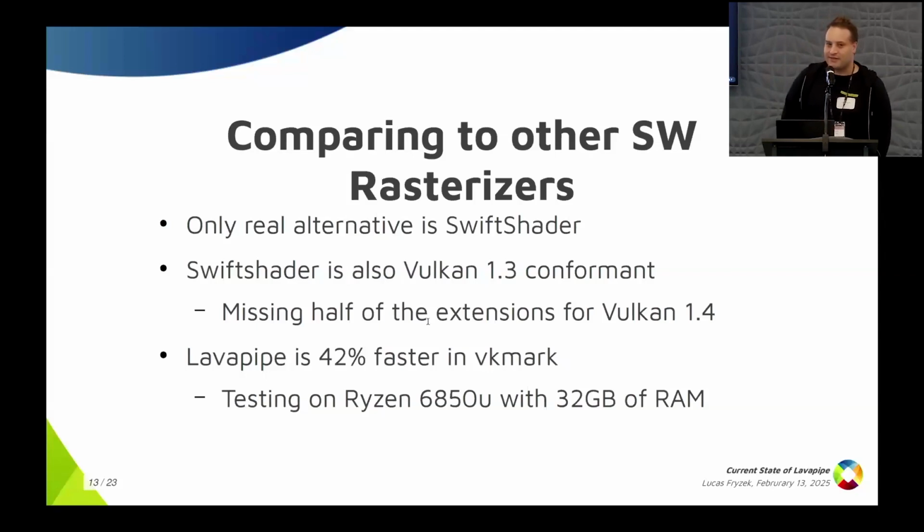SwiftShader only supports Vulkan 1.3. It doesn't have all the extensions in it for 1.4. As far as I know on the development side of it, they are only really adding stuff that Android needs to run. So I don't think there's really much contribution going there besides what Android needs in it. And testing on my own system, I got like a 42% improved performance on some basic benchmarks running on Lavapipe over SwiftShader. If you're on Linux, also SwiftShader does not support Wayland, as far as I know, and will crash. And so if you're using Wayland, you probably want to use Lavapipe as well.